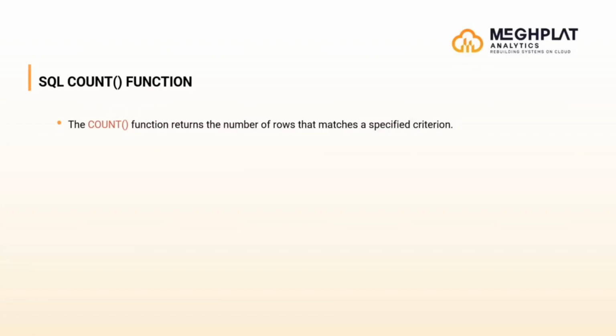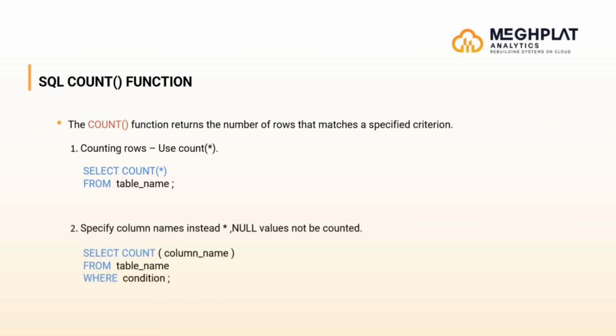Then the count function in SQL returns the number of rows that matches a specified criterion. So for counting rows, we need to give the command as select count inside the parenthesis star from table name. Then specify column names instead of star, null values will not be counted. So the command we use is select count inside the parenthesis column name from table, and also we can use a where condition.